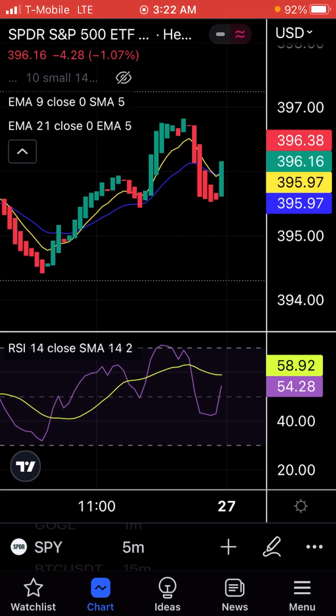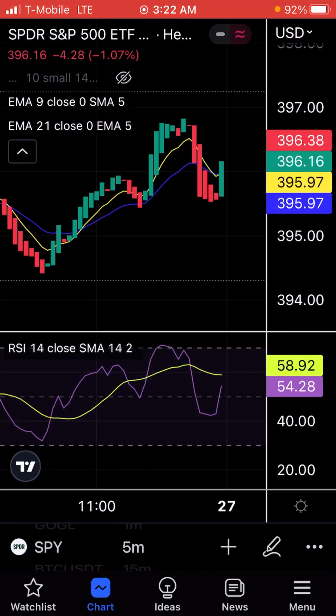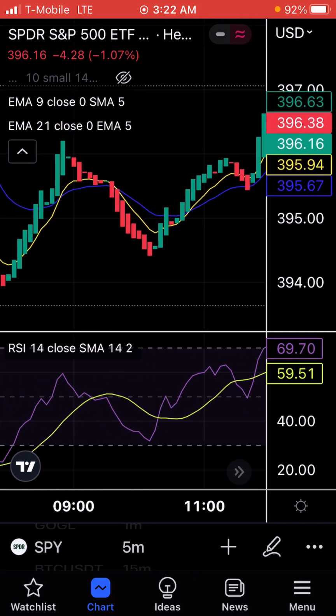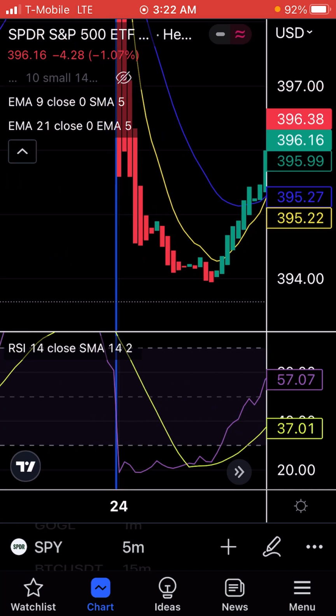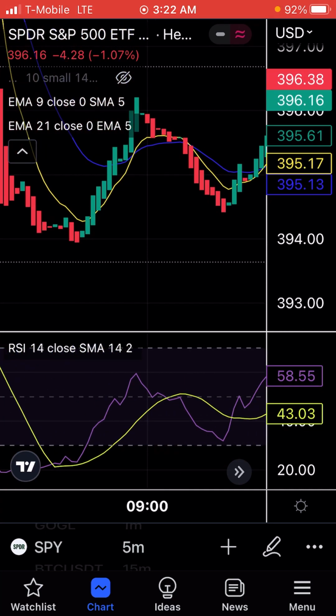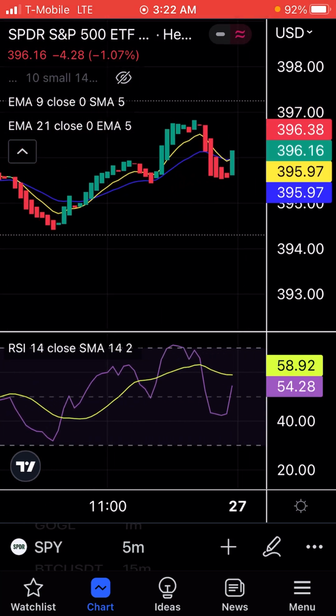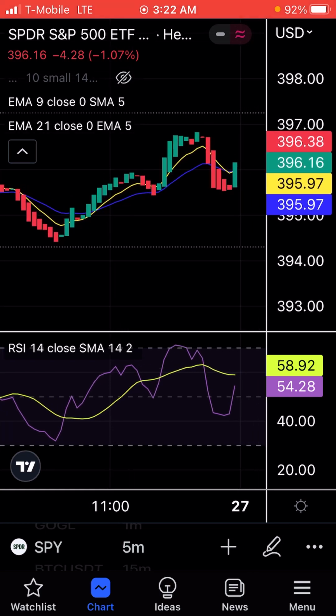Another thing to take note of if you're using this for the stock market is I also turn on session breaks. Session breaks will show you when the day ends and when the day starts. Pretty much you'll see a little blue line. So you'll see that little blue line right there. That represents the start of a new day, which is helpful in the strategy for looking for gains. So the strategy is very simple.